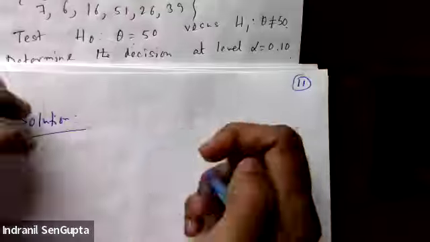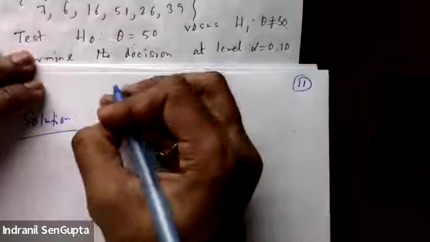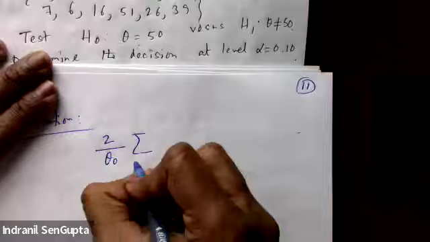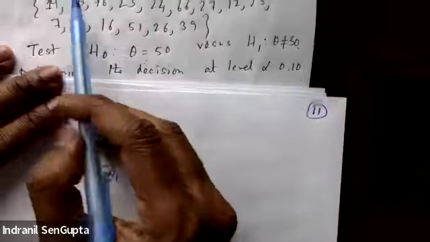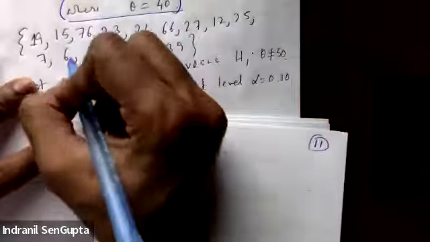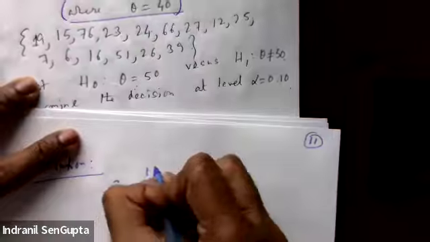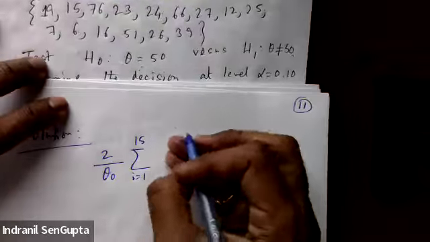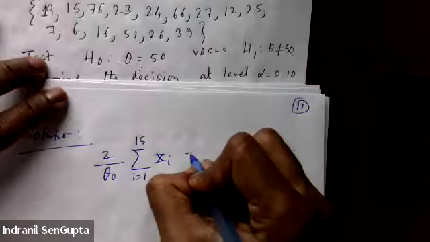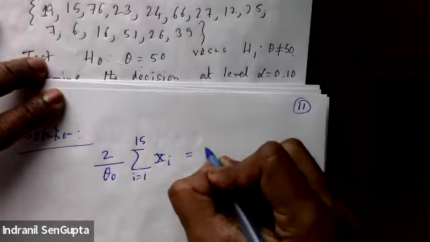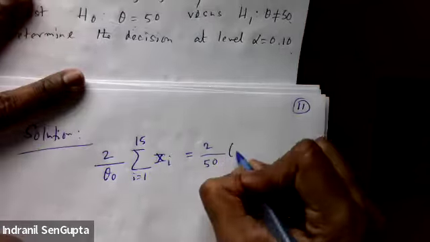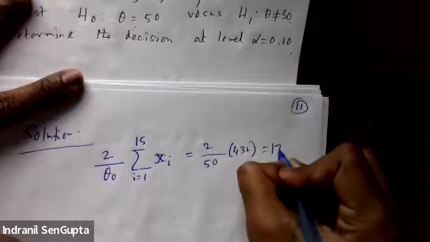Well, we have already constructed the test statistic. So 2 over theta 0, summation i from 1 to how many data are there? There are 1, 2, 3, 4, 5, 6, 7, 8, 9, 10, 11, 12, 13, 14, 15. So 15 data, and then x_i. In our case, 2 over theta 0 is given to be 50, and if you add everything you'll get 432. So this is 17.28.